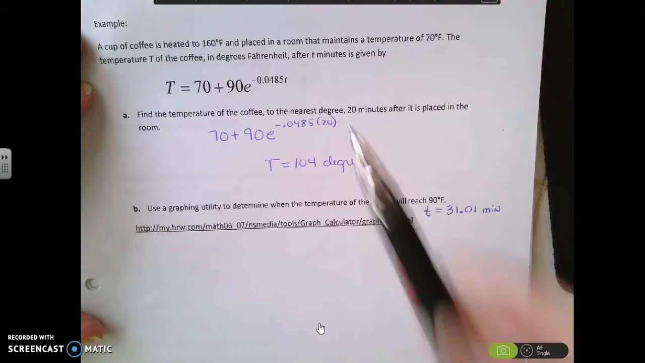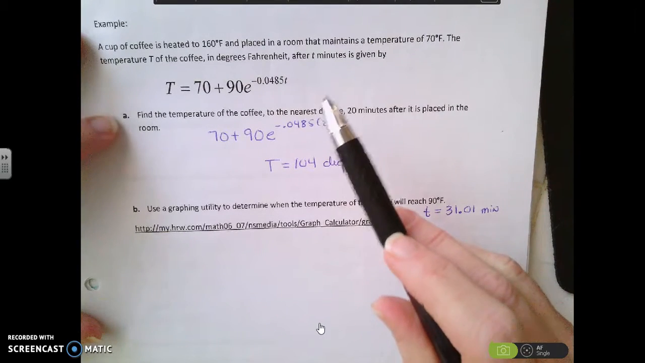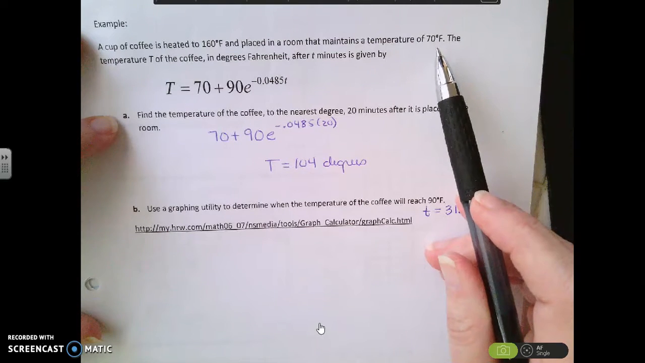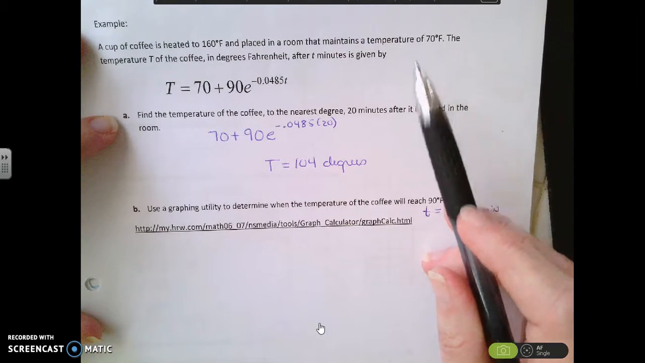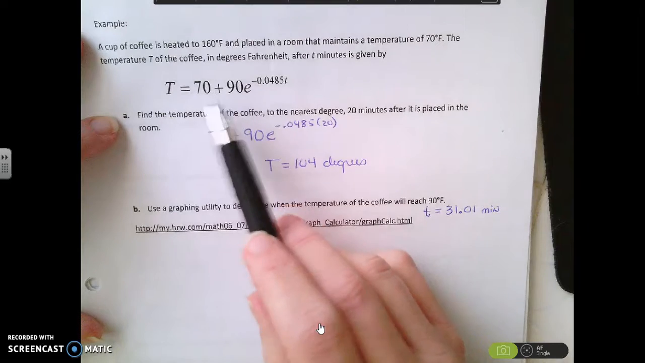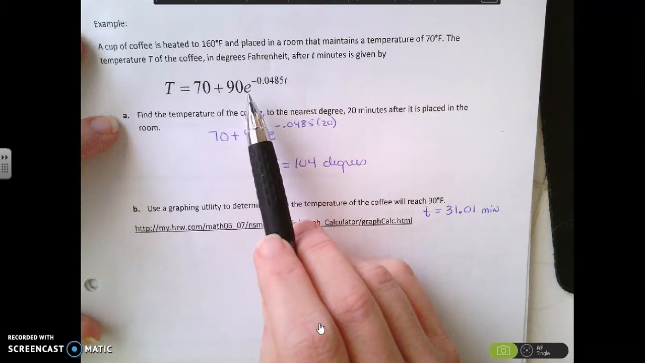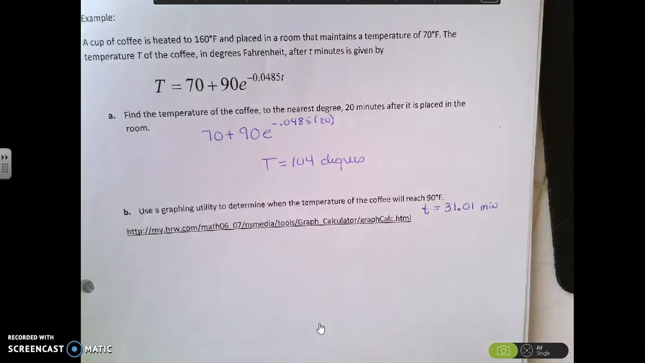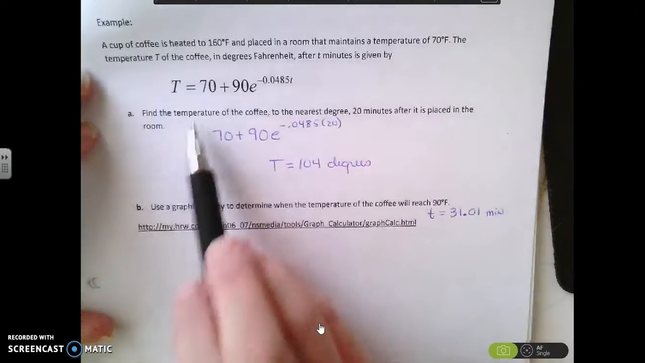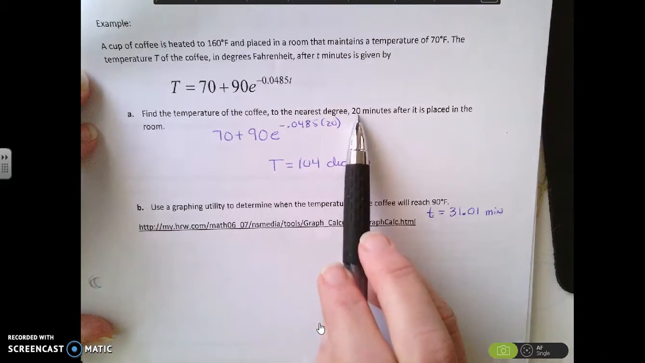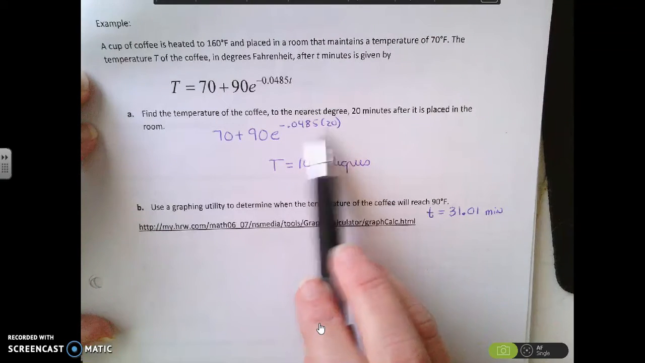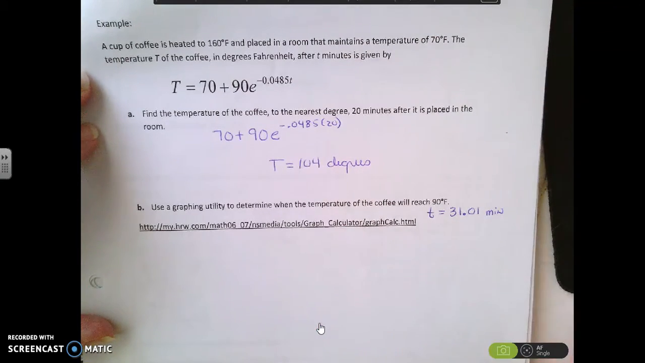Okay, so then our last problem is dealing with an example. Here we have a cup of coffee that's heated to 160 degrees, and it's sitting in a room that's 70 degrees Fahrenheit, and the temperature of the coffee is going to decrease at this rate. This formula they're giving you tells you what the temperature will be after 1 minute and after 2 minutes and after 3 minutes. The question wants to know what's the temperature of the coffee after 20 minutes. So we're going to substitute 20 in for T, and we're going to put this in our calculator.